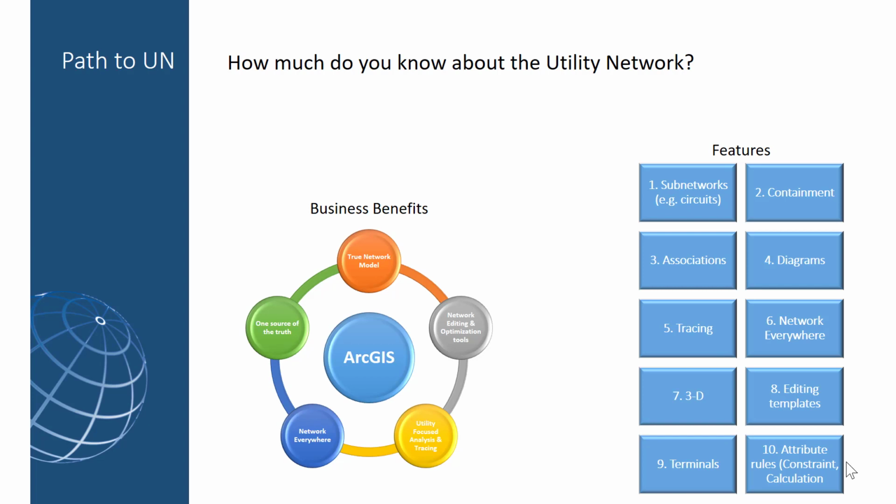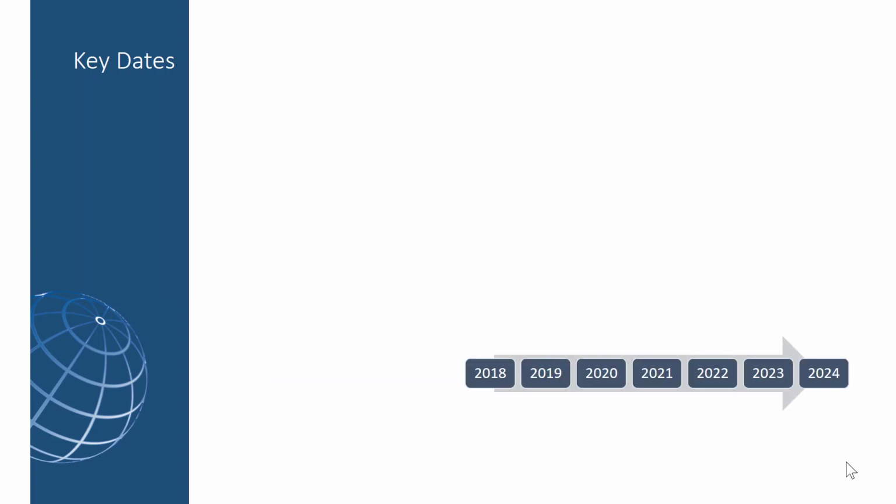I'm not going to take a deep dive into utility network today. We'll create a video and or have some conversations if you're interested to learn more about that. We're really going to talk today about just the paths to utility network. I'm going to start with looking at some key dates: January 2018, July of 2018, June of 2021, and January of 2024.